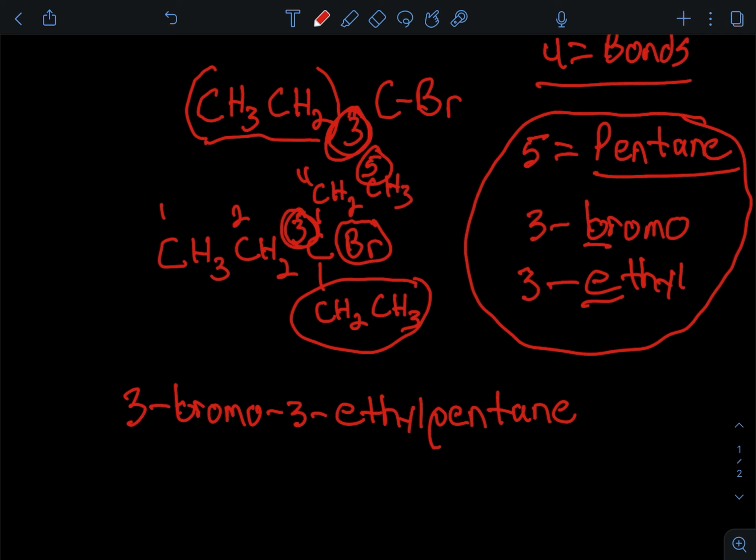Right? Pent means 5. Ane means there's all single bonds. Ethyl means there's 2 carbons. 3, you got to locate where it's at. You have this bromide on the 3rd carbon. You got to tell where that's at as well. So this is 3 bromo, 3 ethyl, pentane.